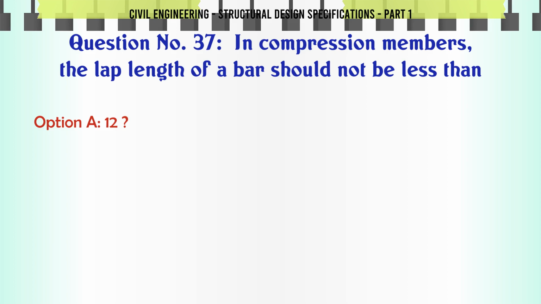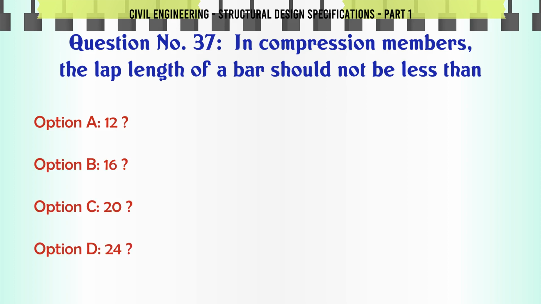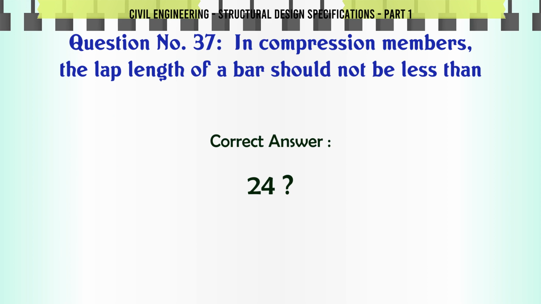In compression members, the lap length of a bar should not be less than A. 12, B. 16, C. 20, D. 24. The correct answer is 24.